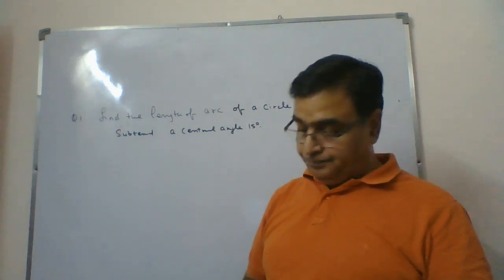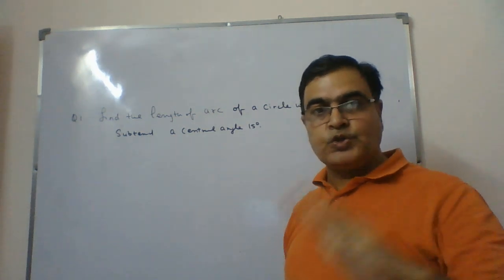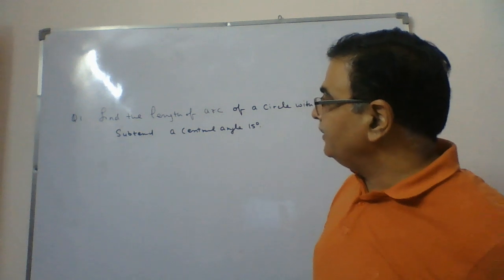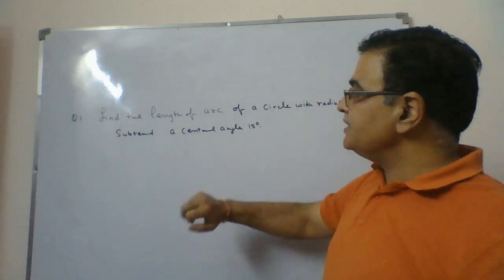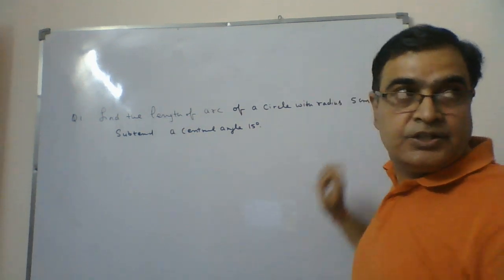Good morning. Last time we converted degrees to radians and radians to degrees. Those questions I have completed, and now we are coming to some word problems. The first problem says: find the length of arc of a circle with radius 5 centimeter.